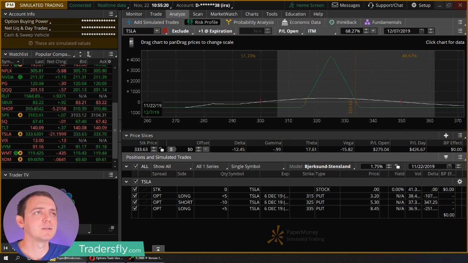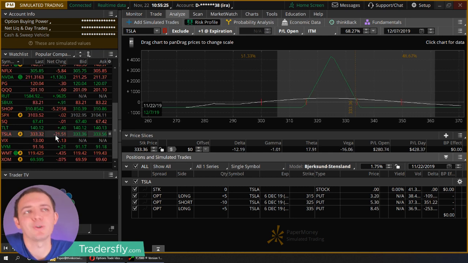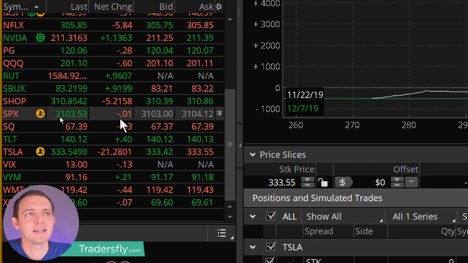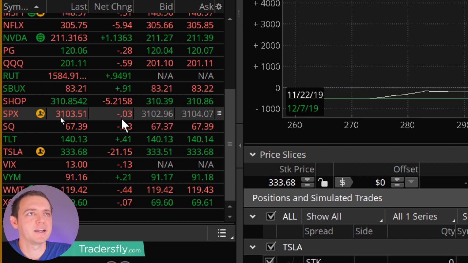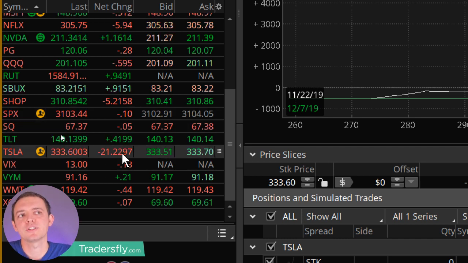And I was kind of expecting a little pullback, and that's really what happened. We're down 21 points. It's just overstretched, right? Because the market today is not doing anything. It's flat, negative 0.03. So Tesla on its own moved down.